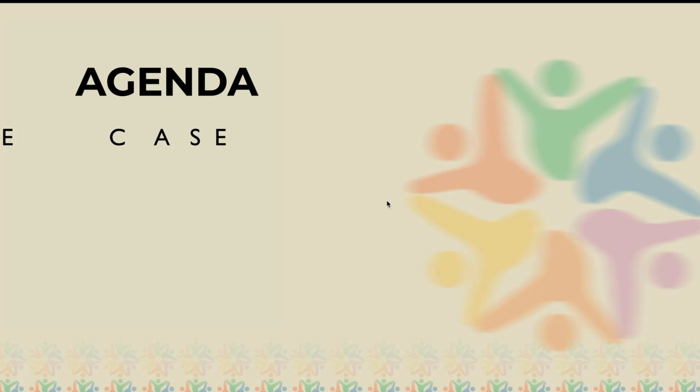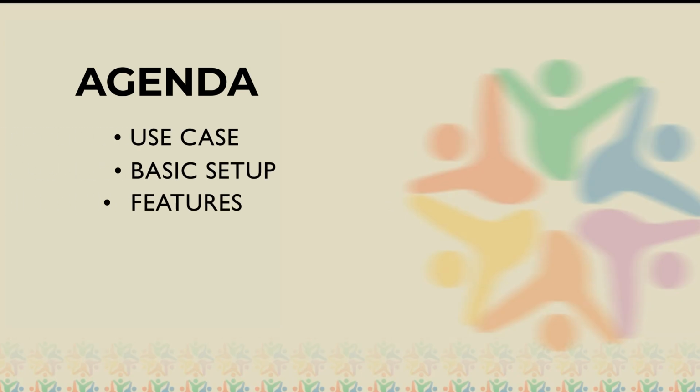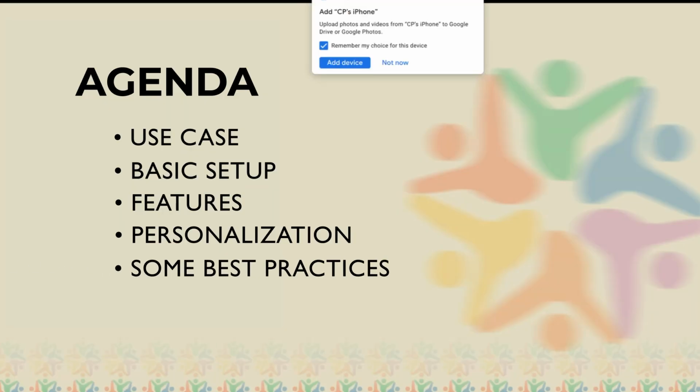So let's get started. Here's the agenda for the video. We're going to go through the use case, look at the basic setup, review some features. We are going to try and personalize the app. I will use my cell phone to show you some unique features of the Camera Roll app. I also want to review some best practices when you start offering the Camera Roll app. These best practices will get your host the most engagement from the app.